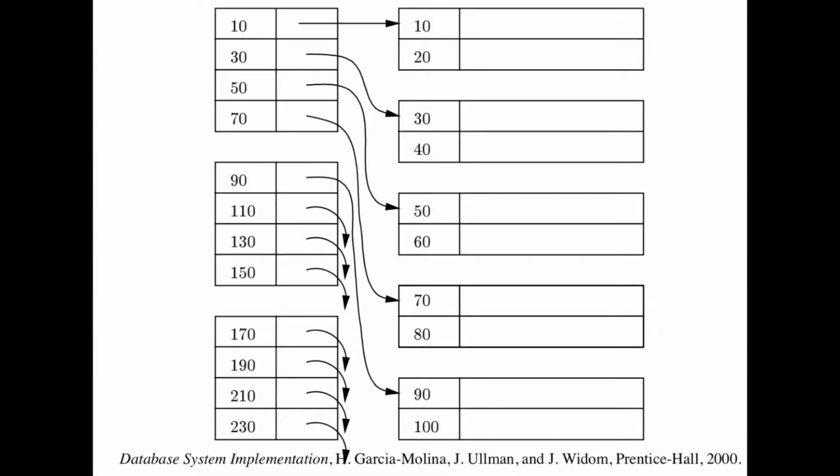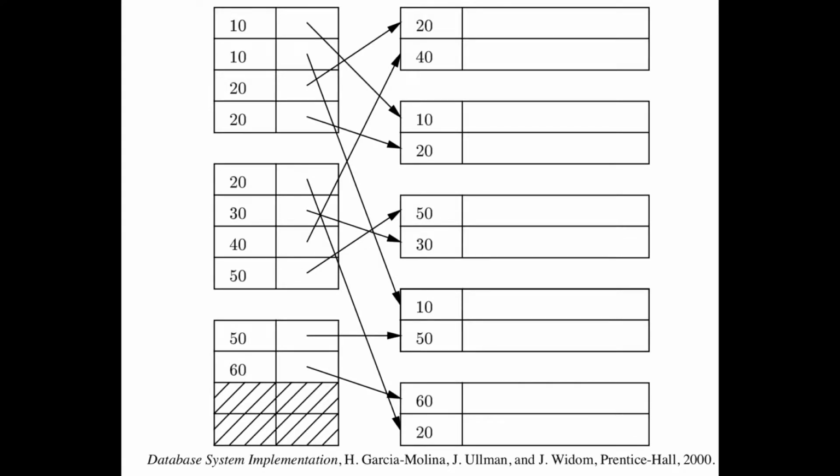This primary index is non-dense because it has an entry for each chapter, which represents a block, not every record. The secondary index is dense because it has an entry for every record, or at least every relevant record.